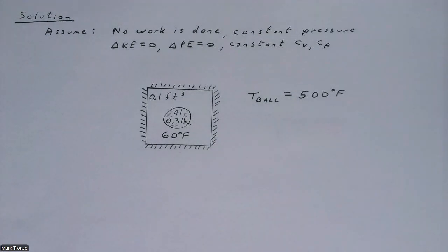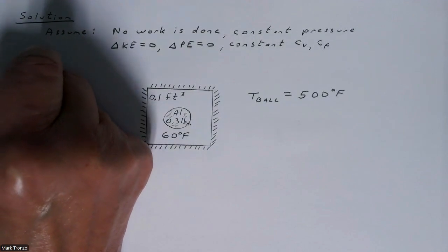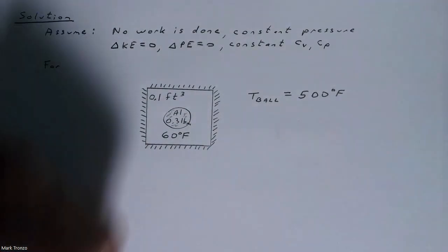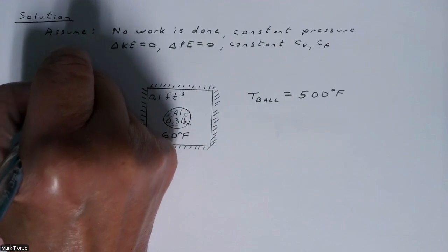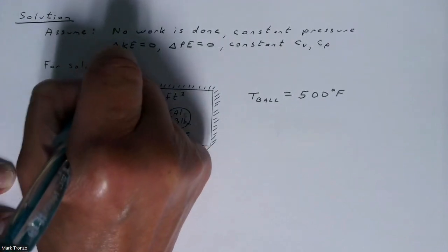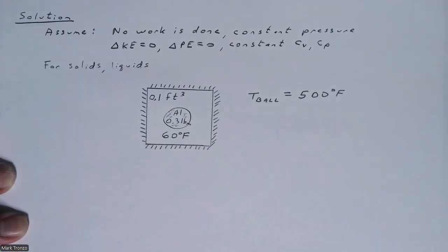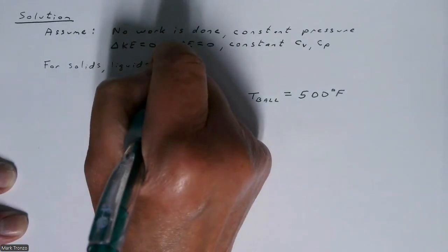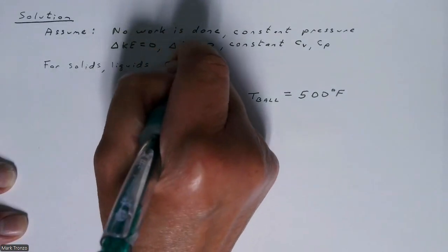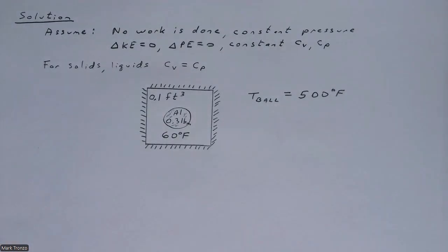Now, also for solids and liquids, you recall that we can assume that CV is going to be equal to CP. So if we can find one or the other of those, then we can assume it's equal to the other one.